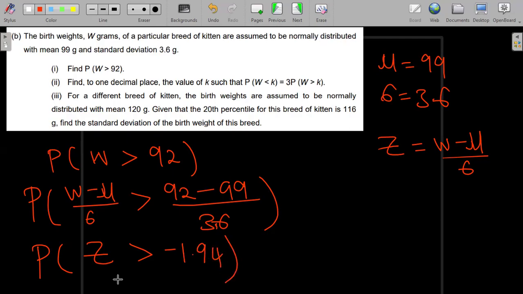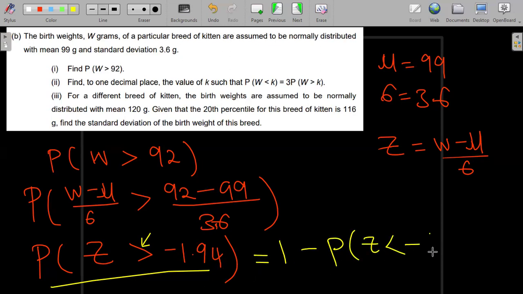All right, so we have to convert this. We have a greater than here, but when finding Z probabilities, we always have to have a less than. So we can convert this using what we know as the complement rule. This whole thing is the same as 1 minus the probability that Z is less than minus 1.94. From here we can find the value of this.